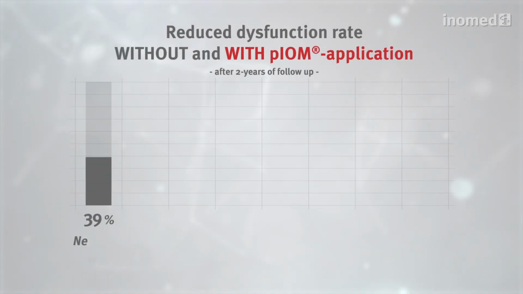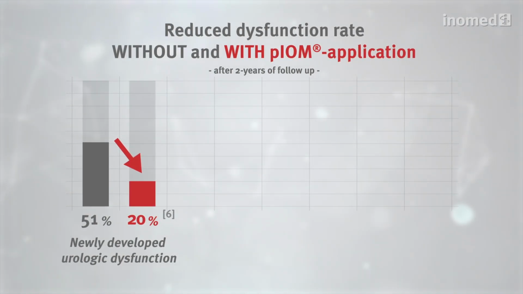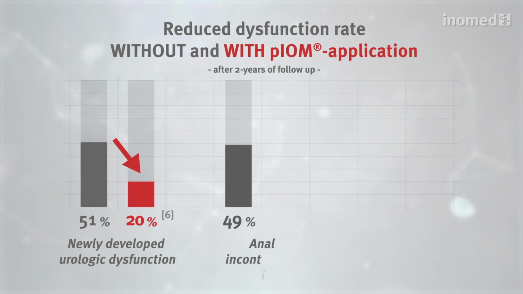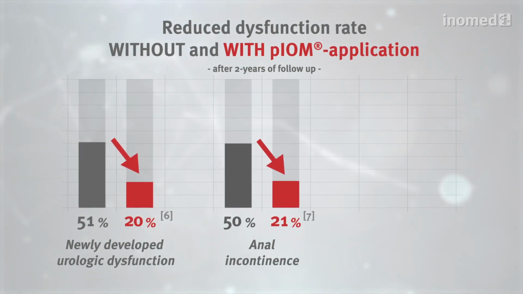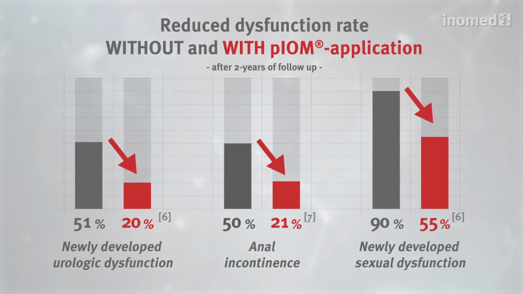Studies show a better functional outcome with pIOM. The rates of newly developed urologic dysfunction, anal incontinence, and newly developed sexual dysfunction were significantly reduced.